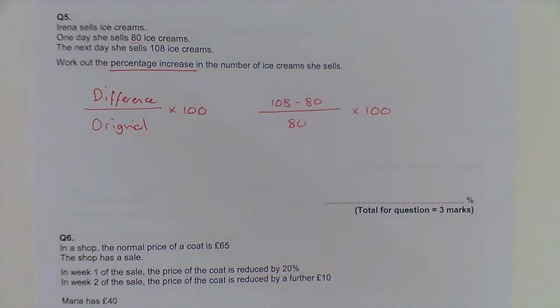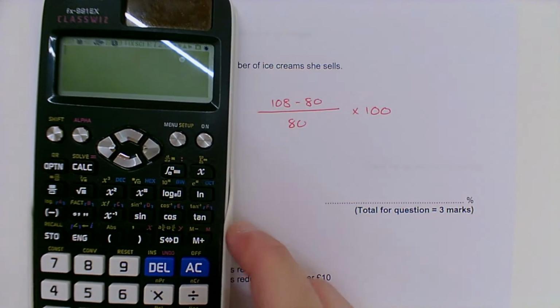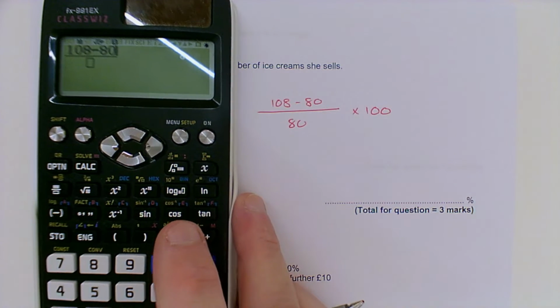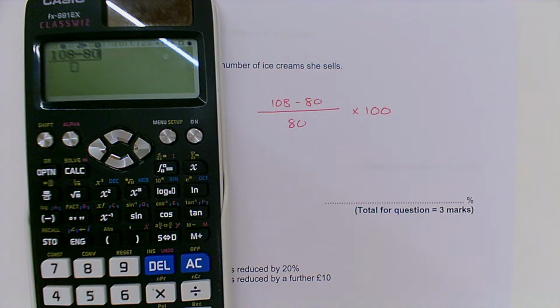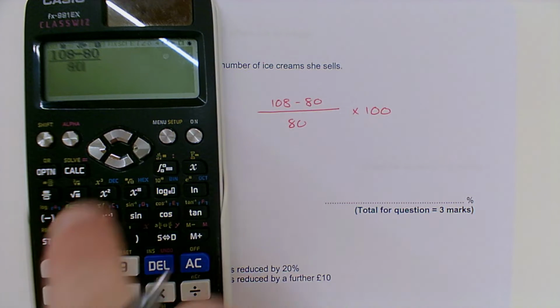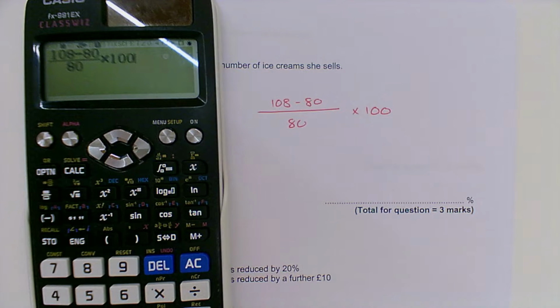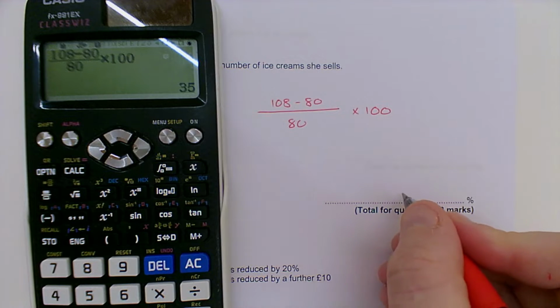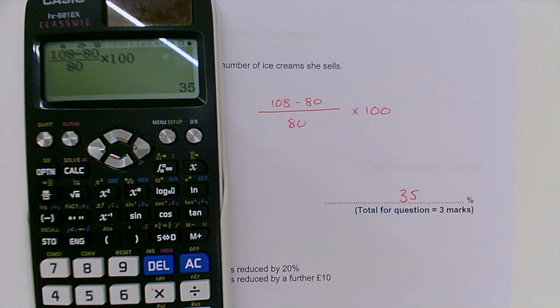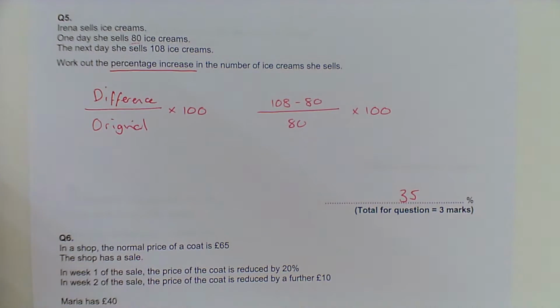And again, this is all calculator work, so calculator out. Don't do any of it in your head because you might make a mistake. Literally, even 108 take away 80, make it nice and easy. Over 80 multiplied by 100 gives us a 35% increase in sales. Okay, so that's a 35% increase.